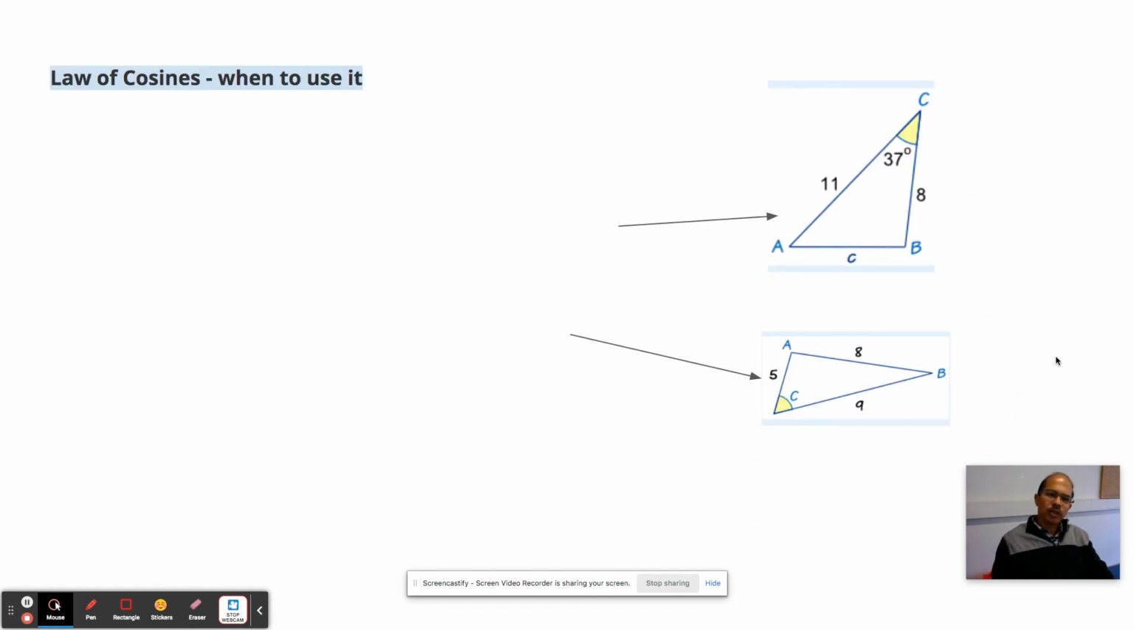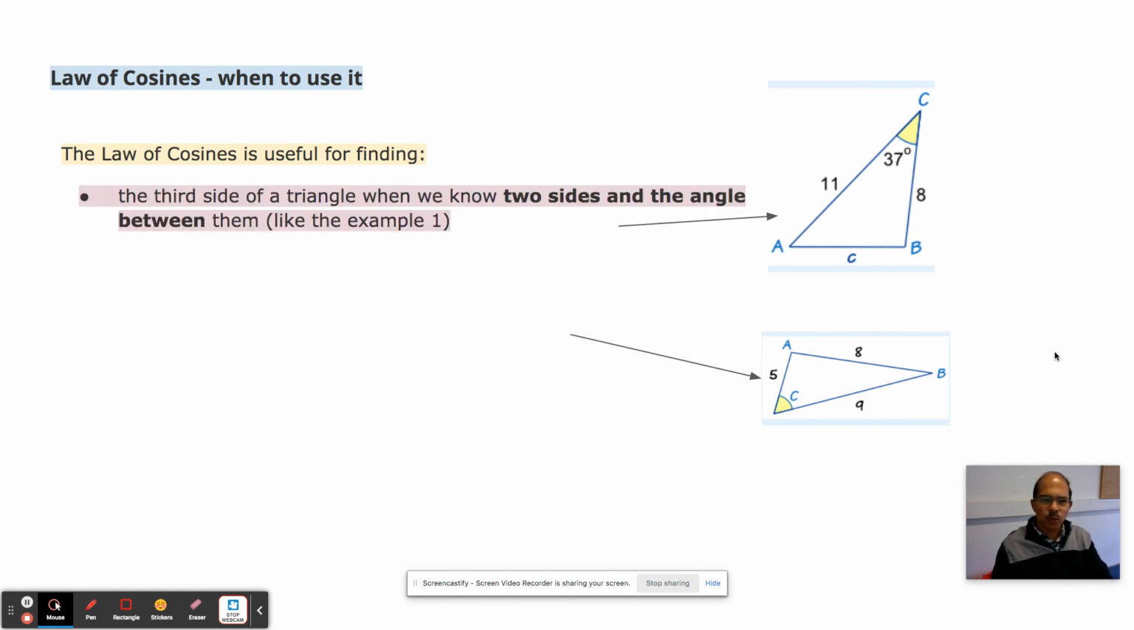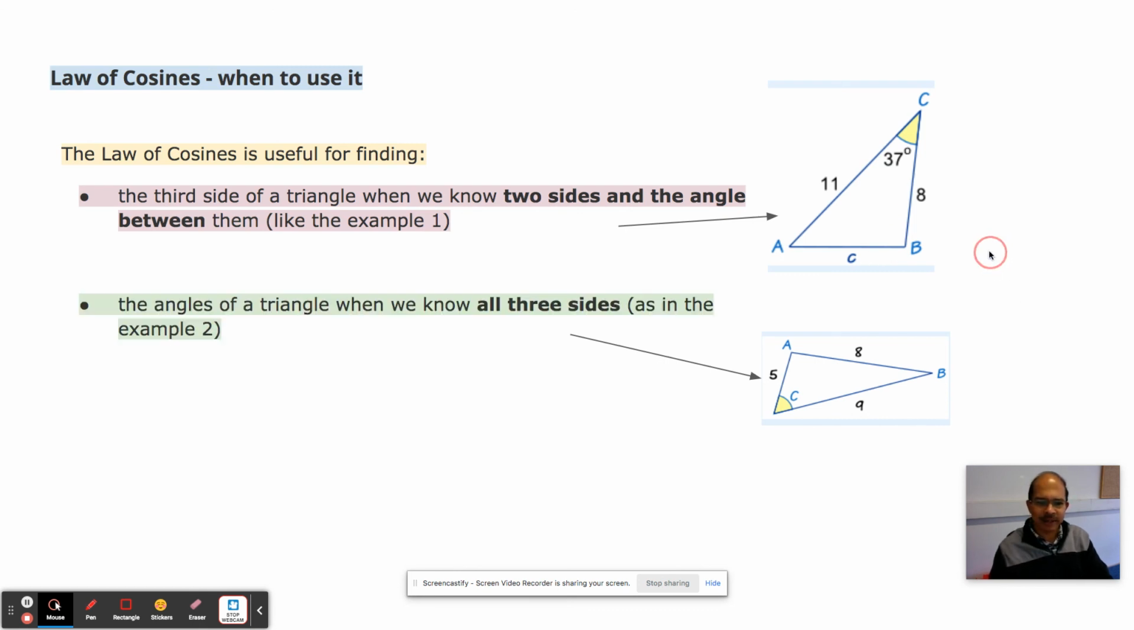So, when do you use the law of cosines? There are two situations when you use them. Firstly, when the third side of a triangle is needed to be found and you know two sides and the angle between them, like in example 1. Secondly, to find the angles of the triangle, one or more, when you know all three sides. If you remember when you need to use the law of cosines, it will help you in selecting the right tool to solve the problem.